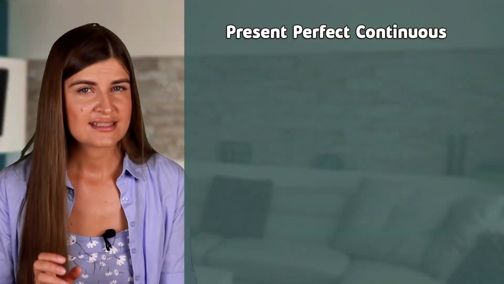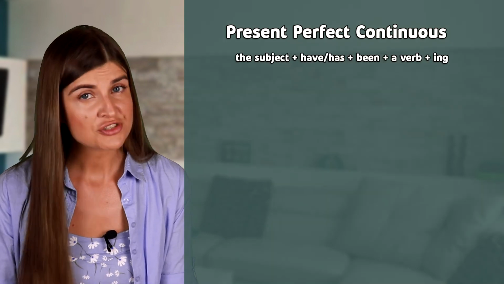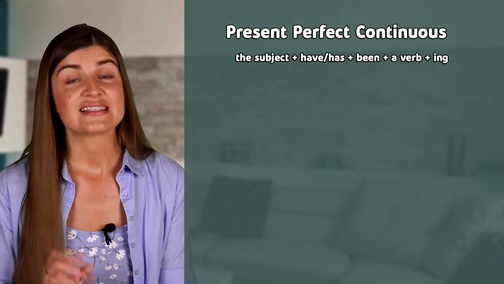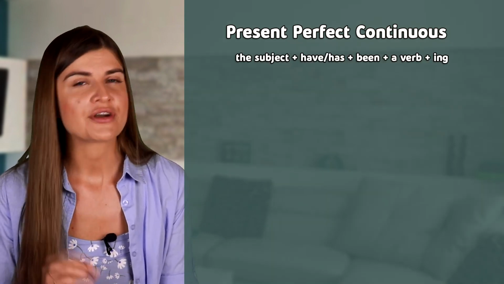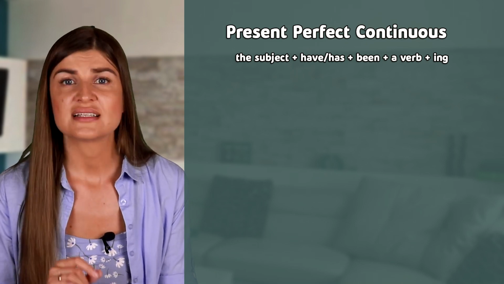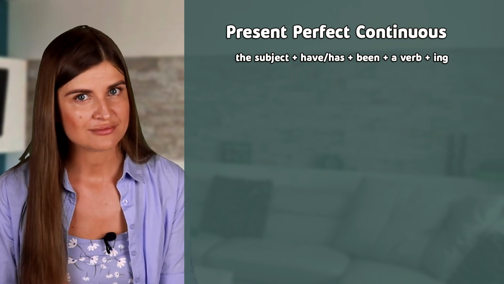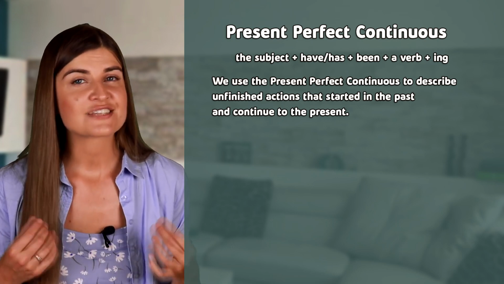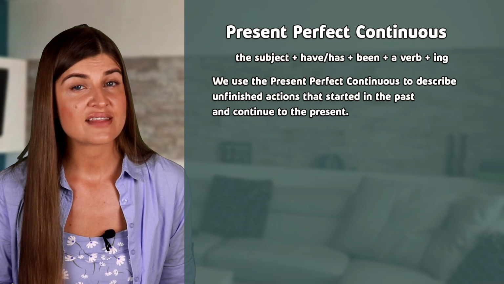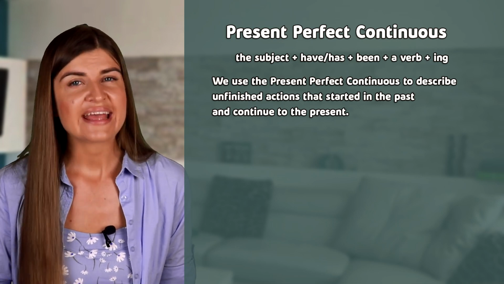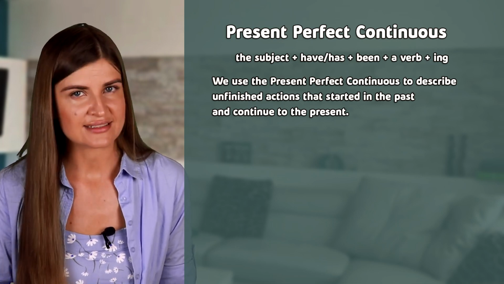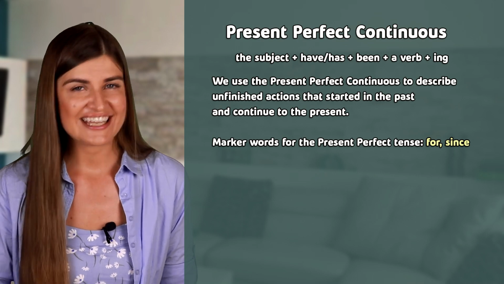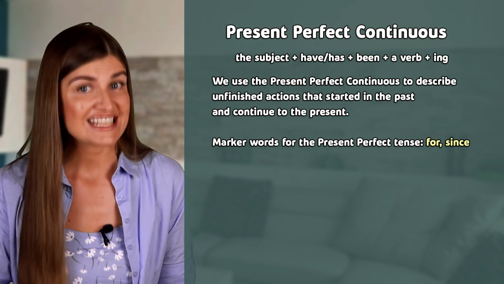The next tense is the present perfect continuous. The structure of this tense is the subject plus have or has plus been plus a verb plus ing. We use the present perfect continuous to describe unfinished actions that started in the past and continue to the present. We often use this tense with for and since.